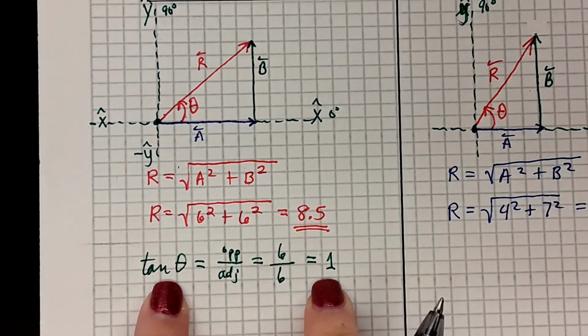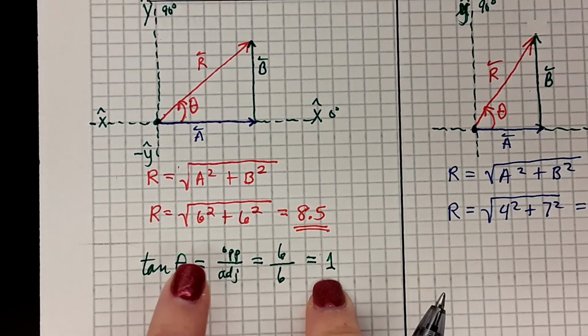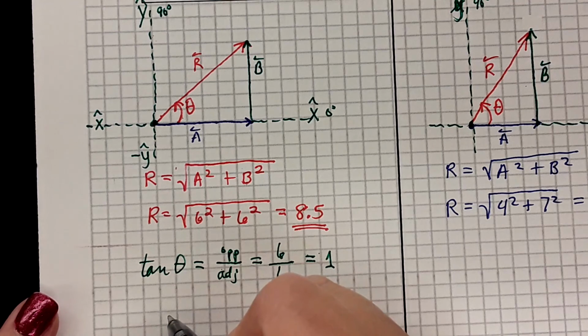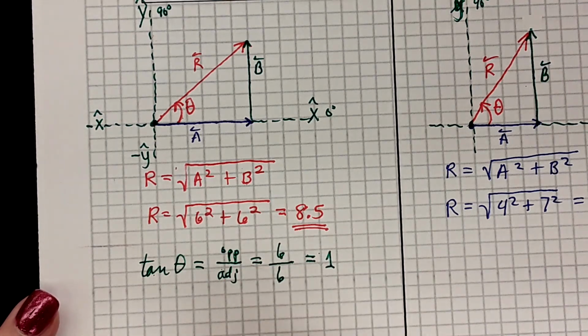Fine, but guys, here's a little problem. We want the angle, not the tangent of the angle. We know the tangent of the angle is 1, but we want the angle. So what do we do? We have to get rid of the tan. How do we do it?